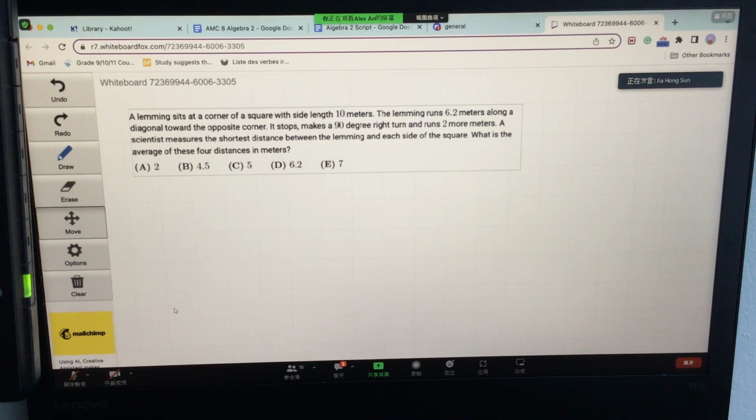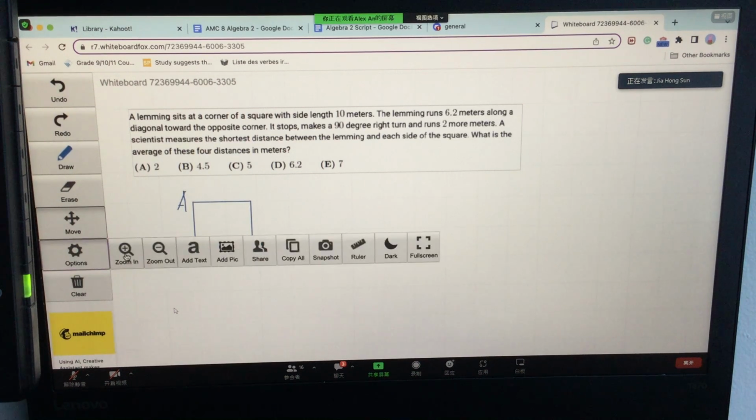Okay, so this one we'll need to, of course, draw a graph because it mentions a path. So let's have my square here. It is 10 meters square. So let's suppose he starts at corner A. He runs 6.2 meters along the diagonal.